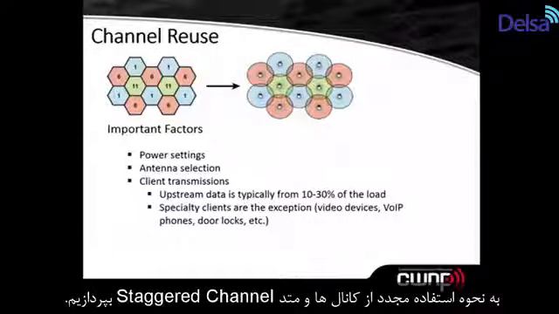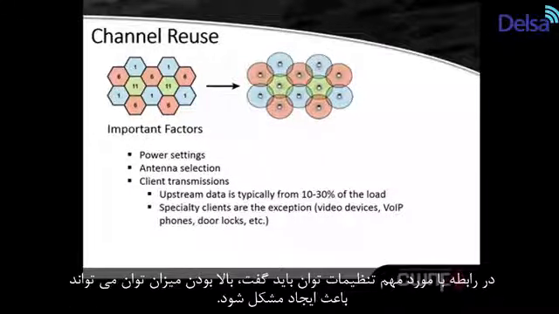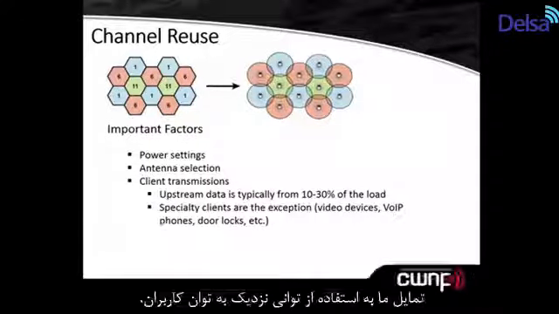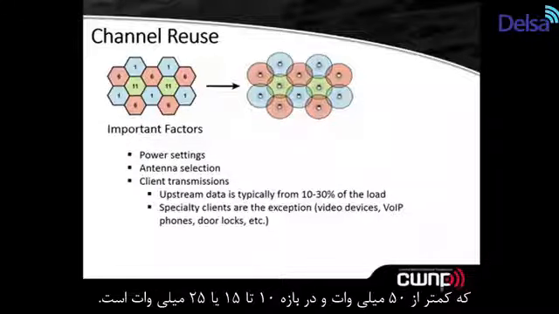So when we're talking about channel reuse, then we're talking about these staggered channel plans, and the important factors to remember are your power settings. Too much power can be a real problem. So just because an AP can do 100 milliwatts of output power or more doesn't mean we want to. We probably want to keep that down at a more client-matched power level, somewhere under 50 milliwatts, possibly between 10 or 15 and 25 milliwatts in many deployments.